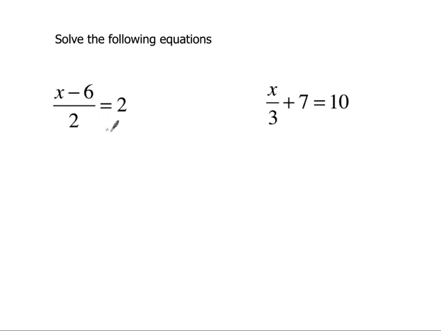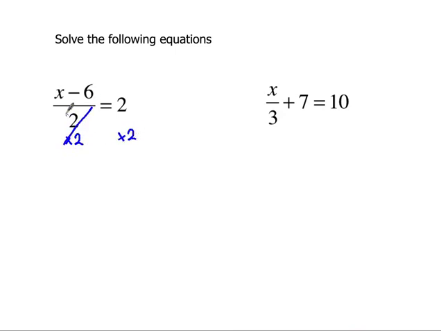Here's another 2 questions similar to the last 2. So some number x, take away 6, divided by 2 gives me 2. And here the first thing I need to do is get rid of this giant divide by 2, because everything has been divided by 2. I can't go ahead and add 6 as my first step, because everything has been divided by 2. So to do that, I'm just going to times both sides by 2.